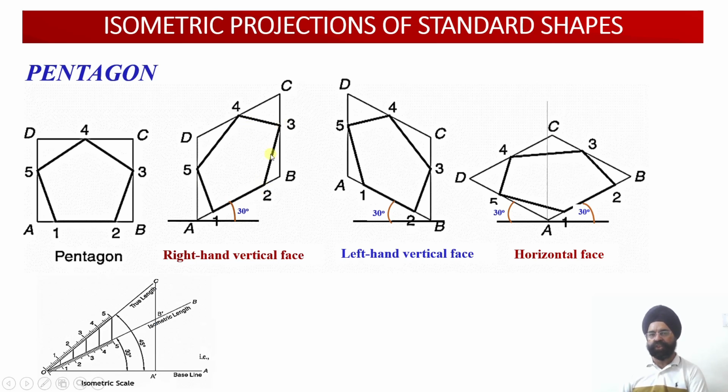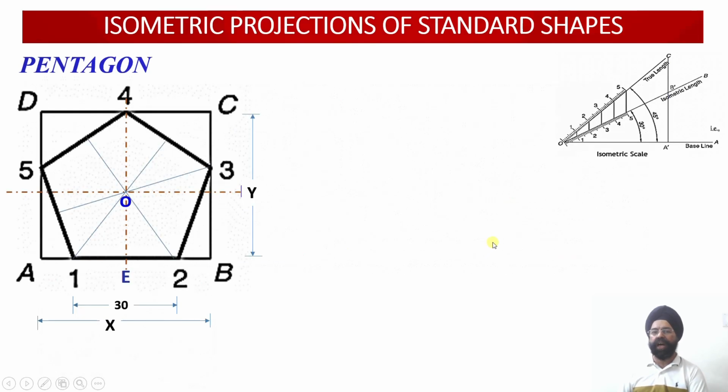So since the edges 2, 3, 3, 4, 4, 5 and 5, 1 are inclined to the x-axis, y-axis and z-axis, these are non-isometric lines. Okay. So let us start working out the construction of the pentagon shape in the isometric projection in 3 orientations.